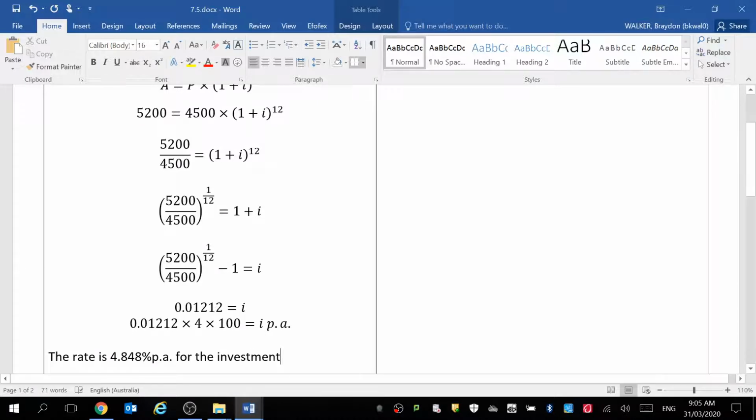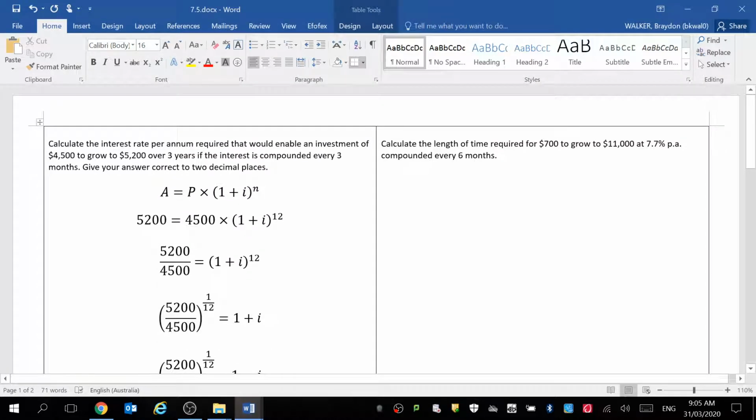All right, that's how we work out the rate. We rearrange and find for I. Now let's go to our next question. Calculate the length of time required for $700 to grow to $11,000 at 7.7% per annum, compounded every 6 months.